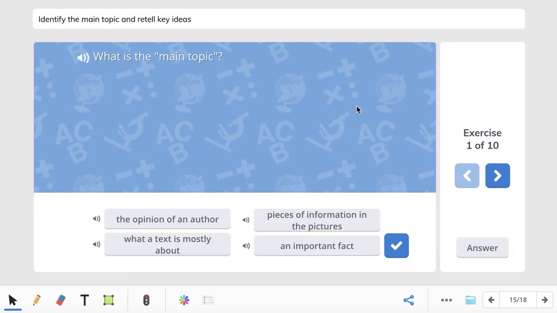Okay, so now guys, we are going to do a little quiz just to see what you remember. So, what is the main topic? Is it the opinion of an author? What the text is mostly about? Pieces of information in the pictures? Or an important fact? I'll give you a minute to think about that. So the main topic is what a text is mostly about.